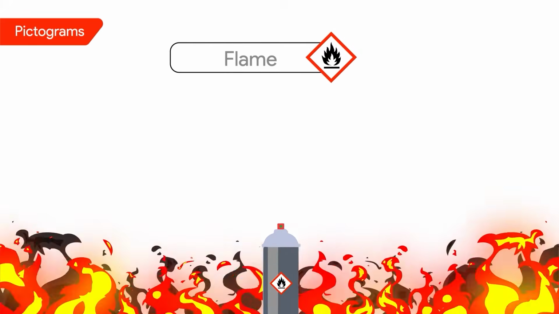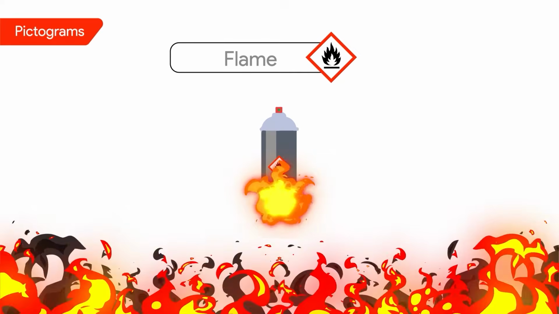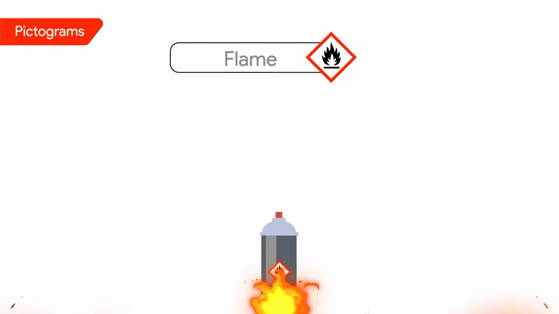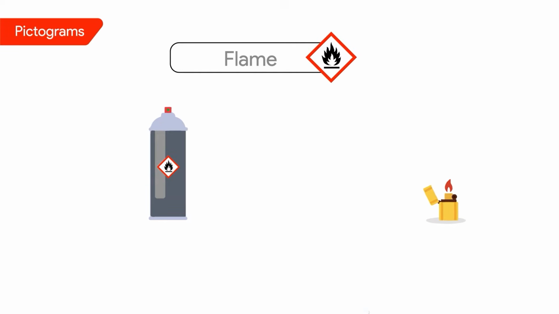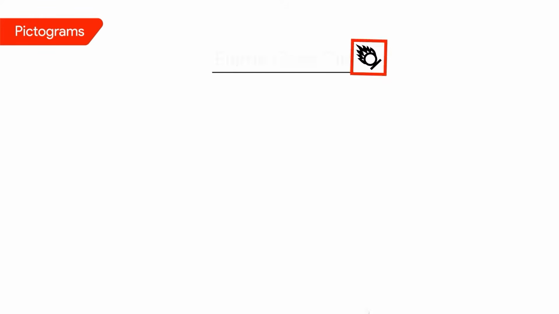Flame. The flame pictogram indicates that a product is flammable. Flammable substances can ignite very easily and will burn very vigorously when ignited. You must exercise extreme caution while working with or around flammable materials and keep them away from ignition sources at all times.